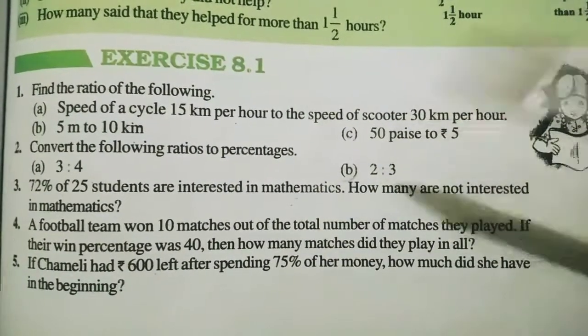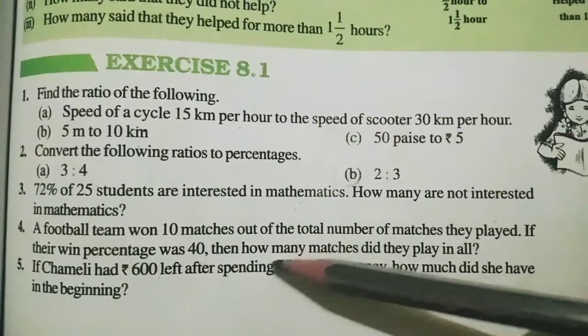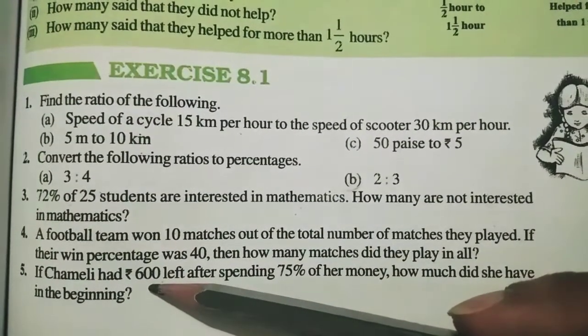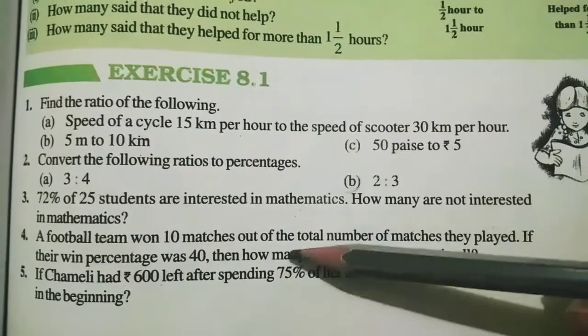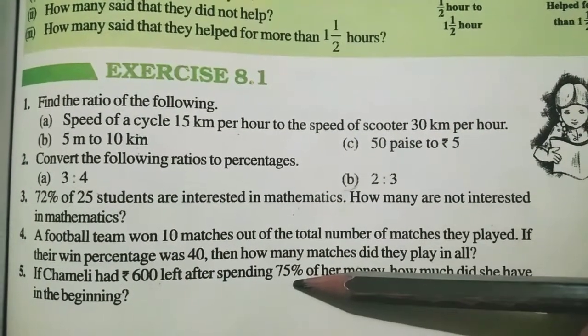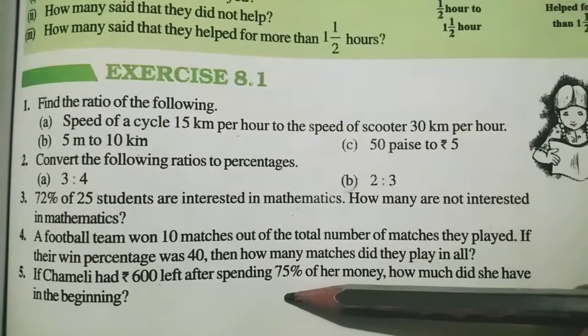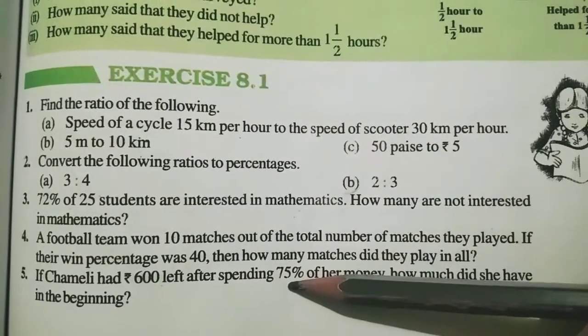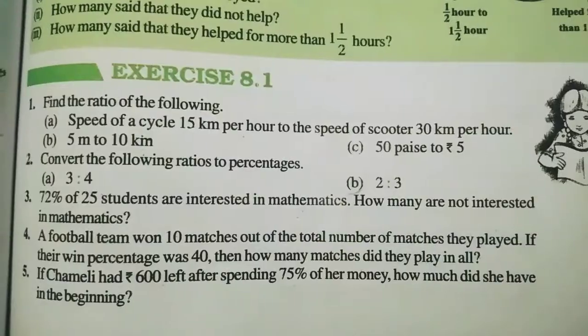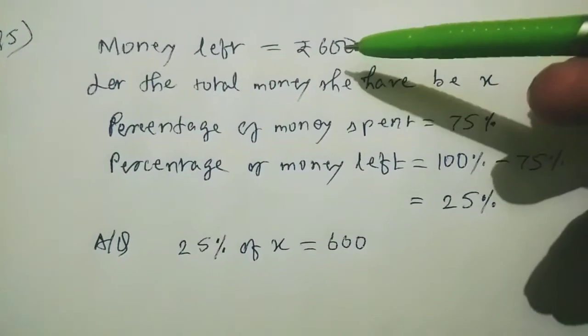So again you have to assume the total money is x. Now here the money left is given. That means you have to find the percentage of money left. The percentage of money spent is given. So how to find it? 100 minus 75. Then you will get the percentage of money left. Okay, let's do it. Everybody see here, money left equals 600 rupees.